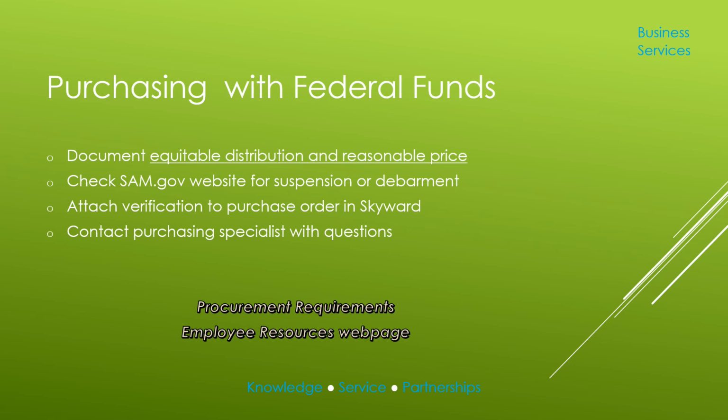One method for doing this is to check the sam.gov website. Please see instructions on how to do this on our Employee Resources Business Services webpage. Verification that a vendor isn't suspended or debarred should be attached to the purchase order in Skyward. Other options for checking for suspension and debarment are requesting a suspension and debarment certification form from the vendor or requiring the vendor to sign a clause on our purchase order.